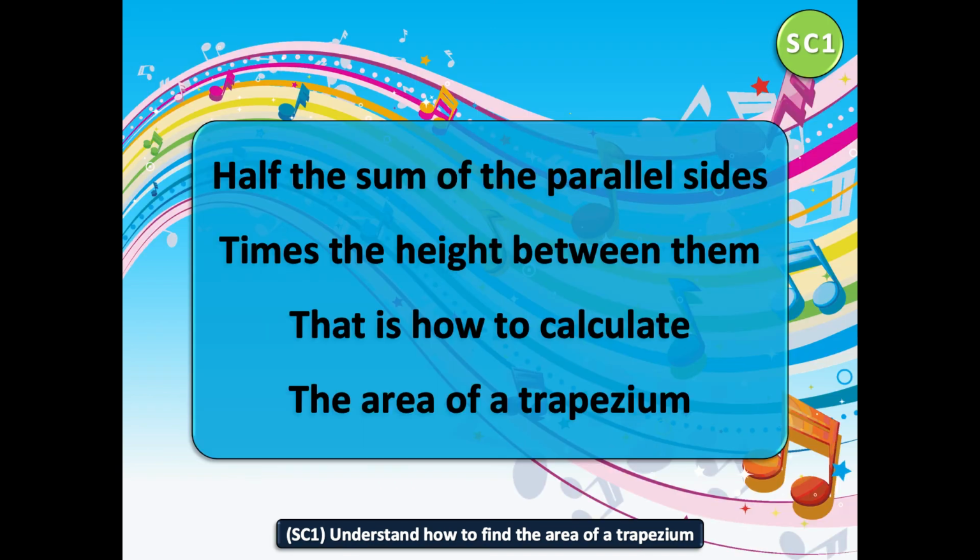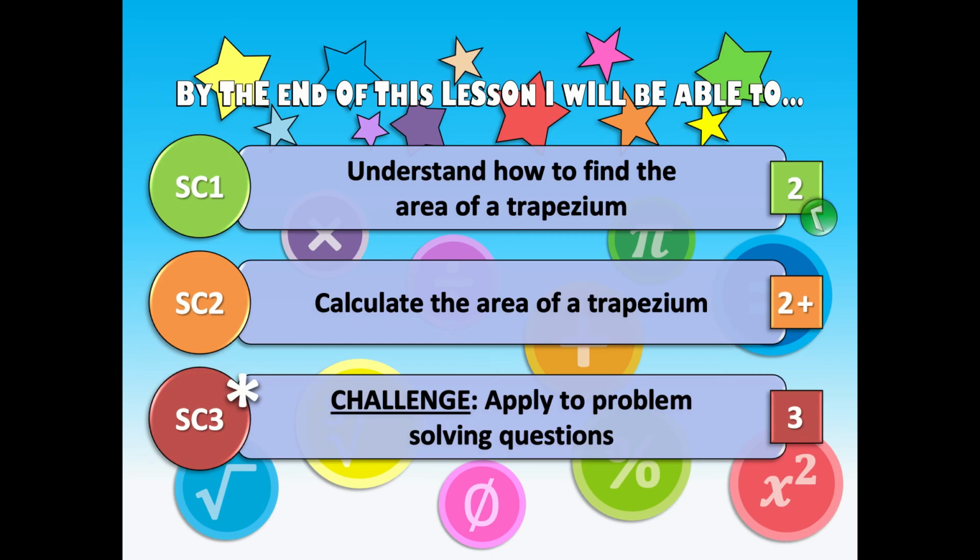Now there's a rhyme that you can memorize to help you remember this, and it's half the sum of the parallel sides times the height between them. That is how we calculate the area of a trapezium. And now we've completed success criteria 1.